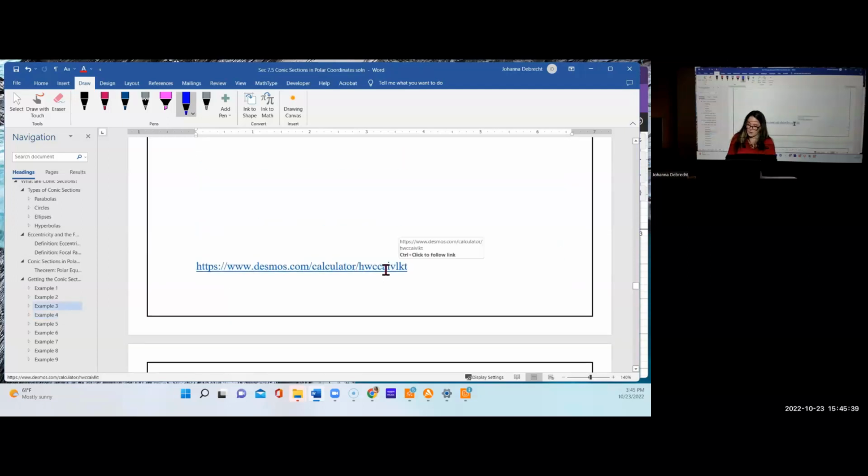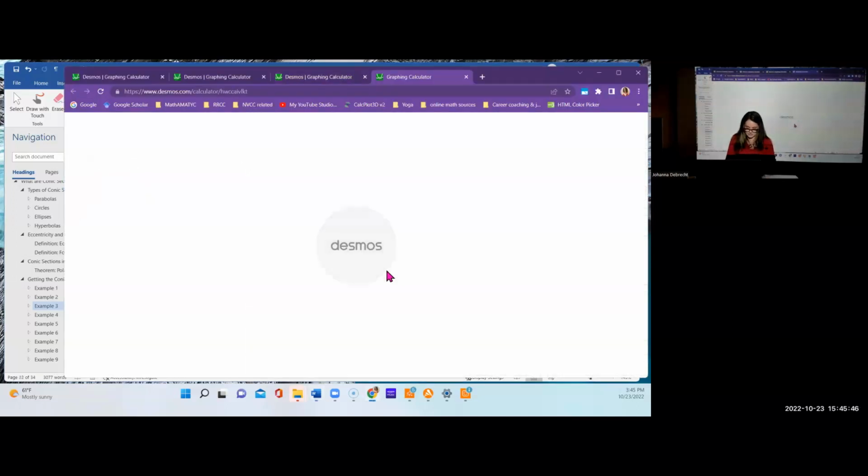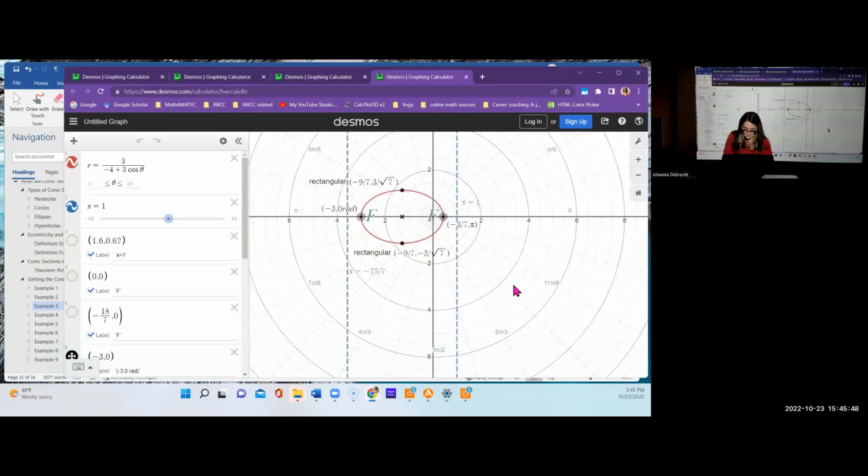I did go ahead and graph these for you. So if you want to see what they look like, this is what this one looks like if you pull it in relatively close. I've got the two focus points here. I've got the two directrix lines dashed in blue, and I've got the center marked here with an X. I've got the two minor vertices, and then I've got the two major vertices in the polar coordinate system.